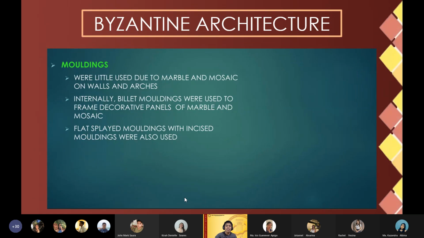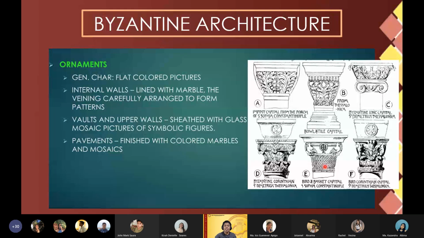Okay, so for the moldings, they also used moldings, but mostly only small ones. Here are examples of the capitals used in Byzantine architecture. If you notice, you can no longer literally call them Ionic or Corinthian; they have their own type of capital. And there are a lot of these. If you really want to study the history of architecture deeply, you have to study each and every detail of this.